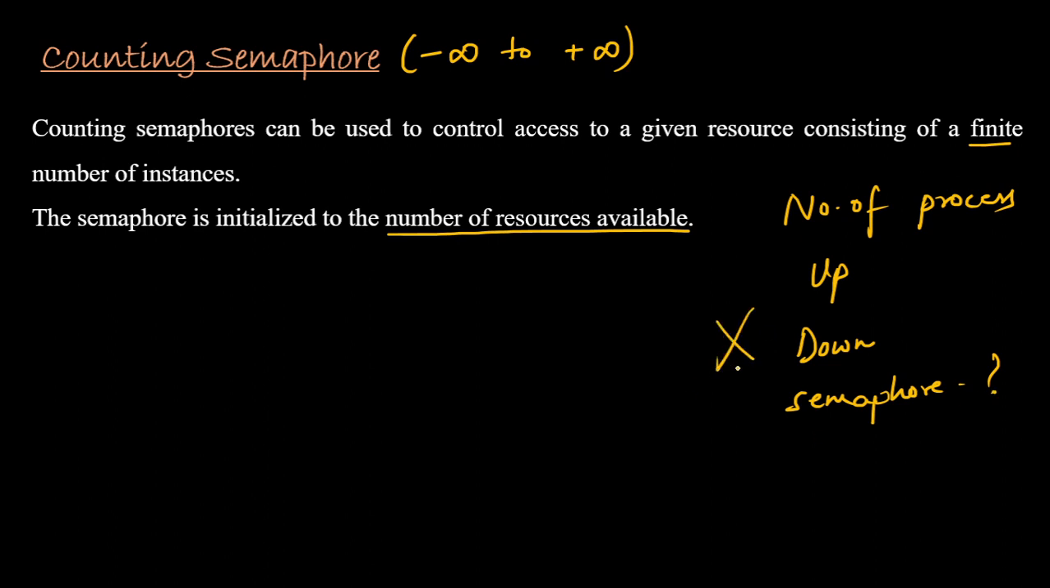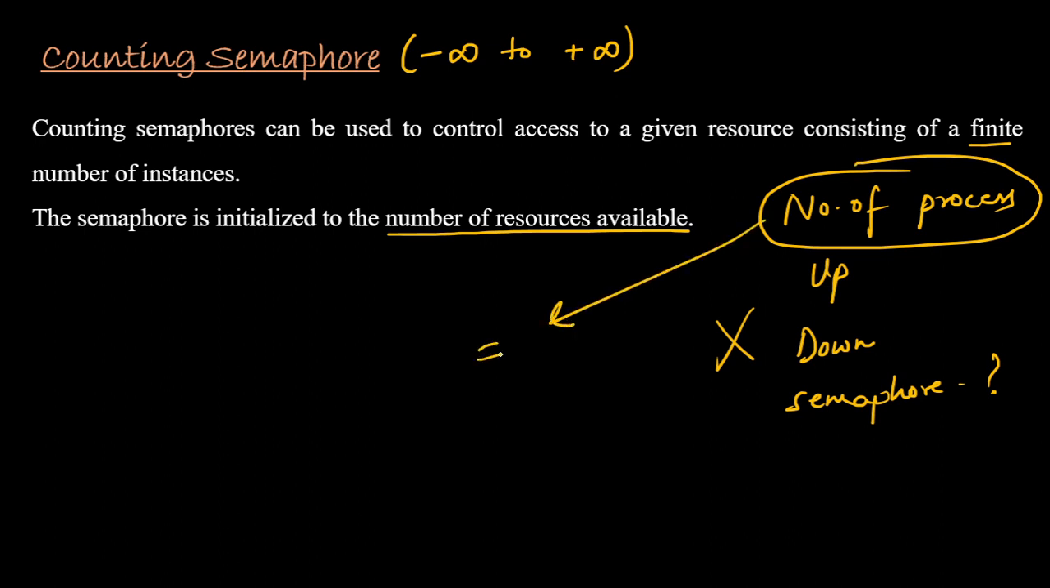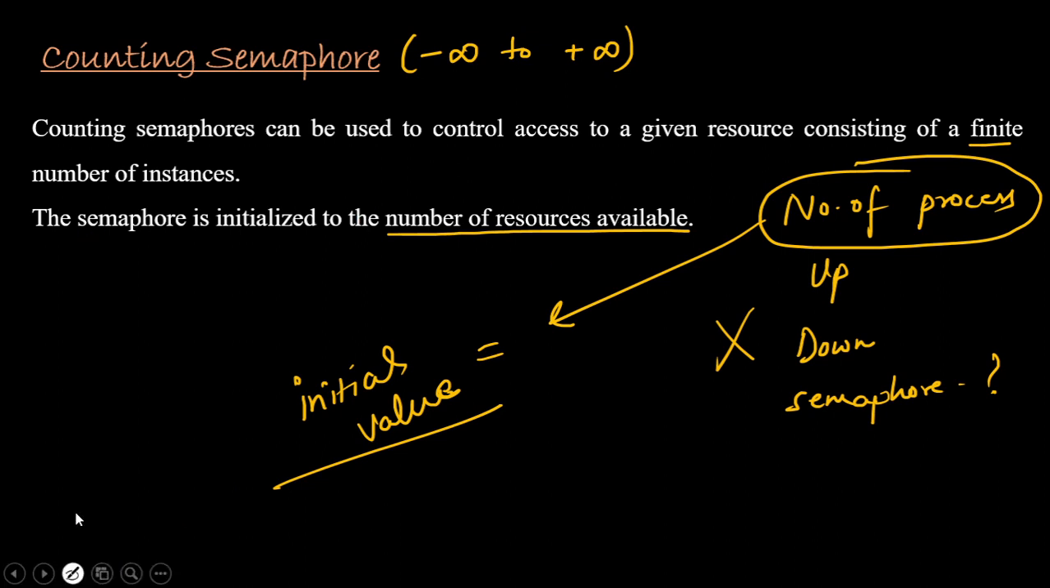This is a wrong question, you must be thinking. Many of you will think like this only, कि there is no proper information given to us. But no. This number of resources is equal to the initial value of your semaphore. ठीक है? So अगर mention नहीं भी है, so you have to know that कि semaphore is initialized to number of resources जो आपके पास available हैं.